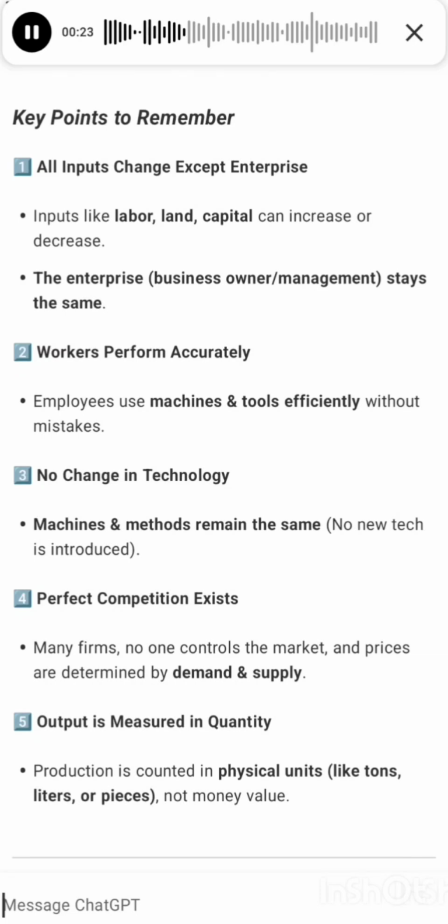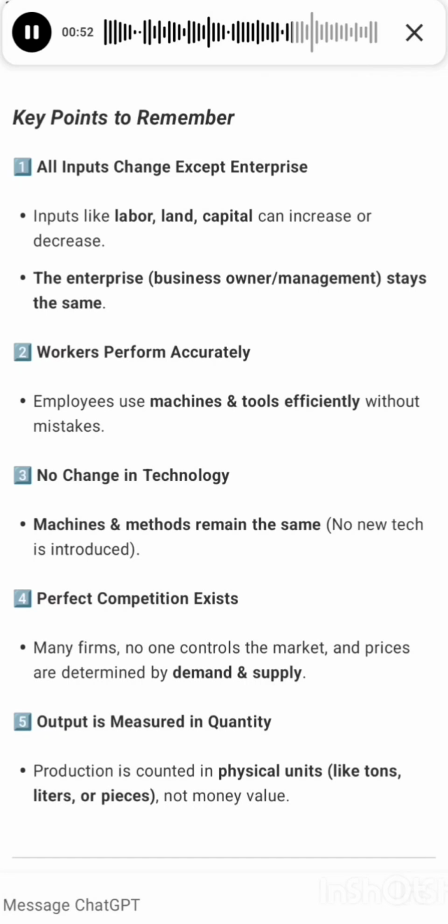2. Workers perform accurately. Employees use machines and tools efficiently without mistakes. 3. No change in technology. Machines and methods remain the same. No new tech is introduced. 4. Perfect competition exists. Many firms, no one controls the market, and prices are determined by demand and supply. 5. Output is measured in quantity. Production is counted in physical units like tons, liters, or pieces, not money value.